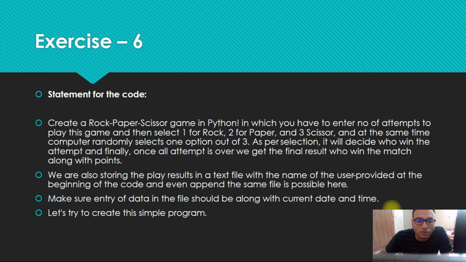Now we are also storing the play results in a text file with the name of the user provided at the beginning of the code, and we can append to the same file if a user has used the same code once again. So a file is already present over there, and the person can append to that file also. And the last thing, make sure the entry of the data in the file is along with the current date and time. So let's try with a simple program.